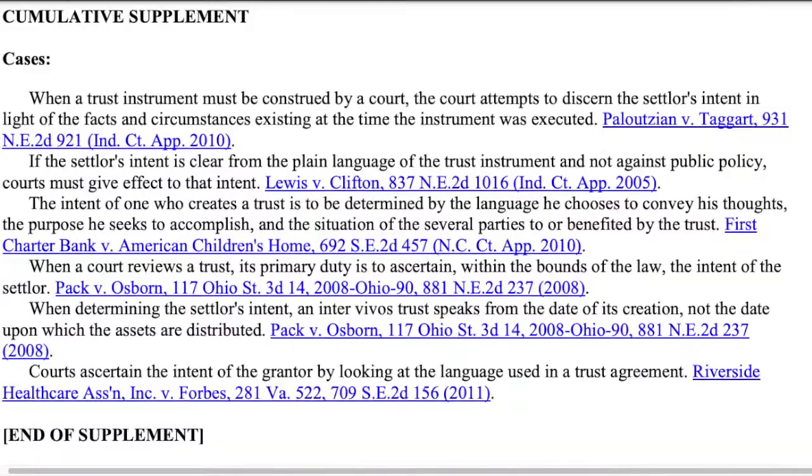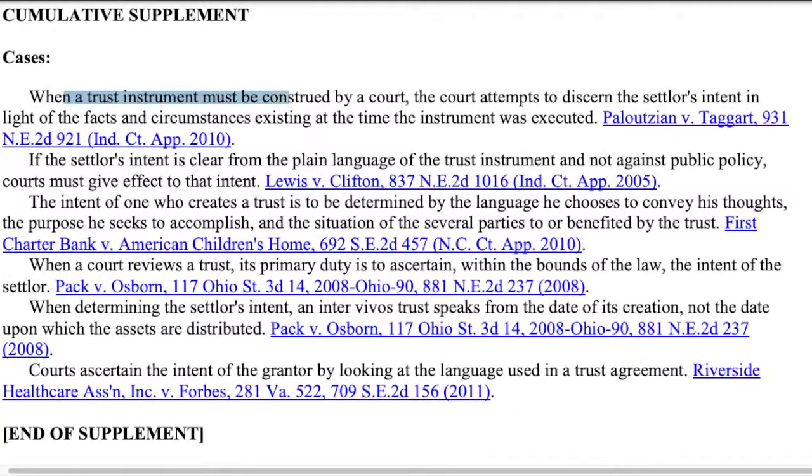So let's look at our cumulative supplement here. When a trust instrument must be construed by a court, the court attempts to discern the settlor's intent in light of the facts and circumstances existing at the time the instrument was executed. See, you've got to go back in time to the circumstances at that time, not the current circumstances, when a court is trying to construe the intent of the settlor. If the settlor's intent is clear from the plain language of the trust instrument and not against public policy, as we saw in the earlier section, courts must give effect to that intent.